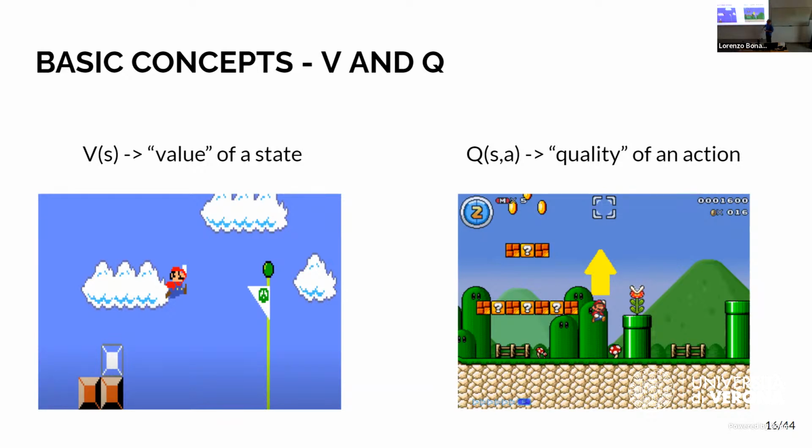And the Q function, given this state and the action of jump a bit, will have a numerical value which is lower than being in that state, being Mario, and jumping a lot, so we are able to go over the enemy. This kind of action will have a numerical value which will be higher than the jump a bit.